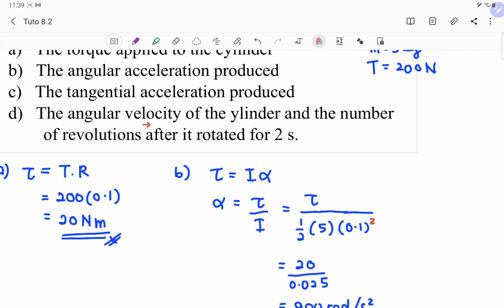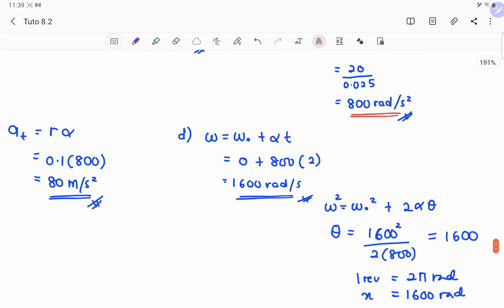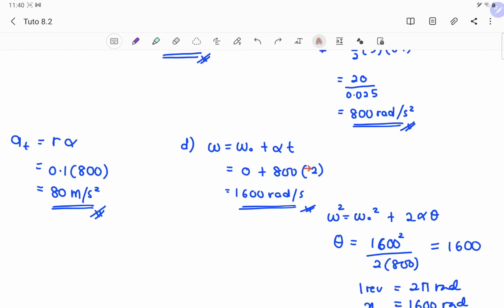Okay, D: the angular velocity, omega, of the cylinder and the number of revolutions after it rotated for 2 seconds. You are given the time, after 2 seconds, meaning this is the final angular velocity. And then the number of revolutions. You need to find theta first. So we need to find the final omega. This is omega equals omega naught, which is 0, plus alpha t. Alpha we have calculated as 800, and the t given is 2 seconds. So this is the final angular velocity.